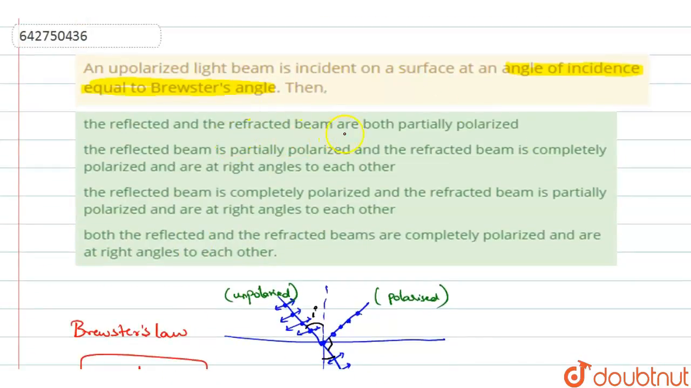The reflected and refracted beam were both partially polarized? No. The reflected beam is partially polarized and the refracted beam is completely polarized? No, it is wrong. The reflected beam is completely polarized and the refracted beam is partially polarized, and both are at right angles to each other. Correct. So option C is the correct answer.